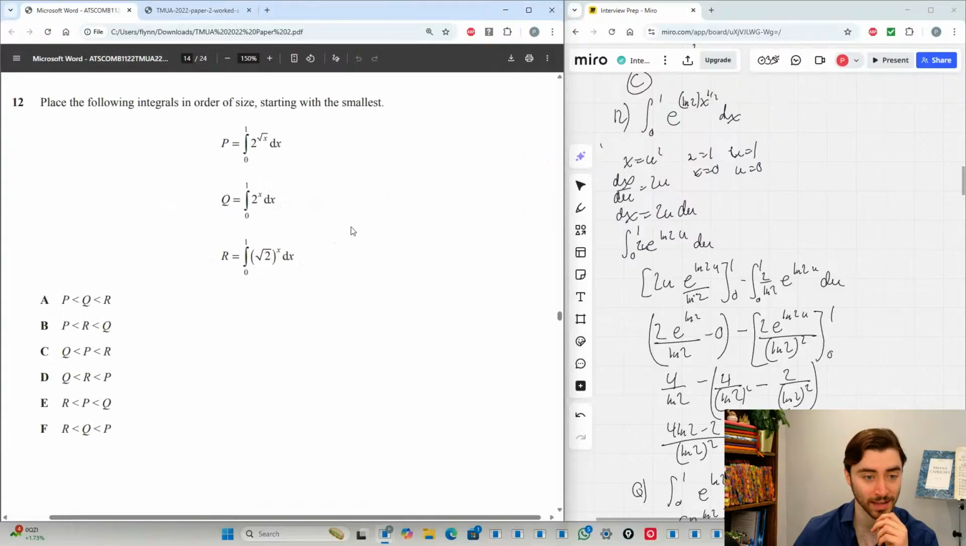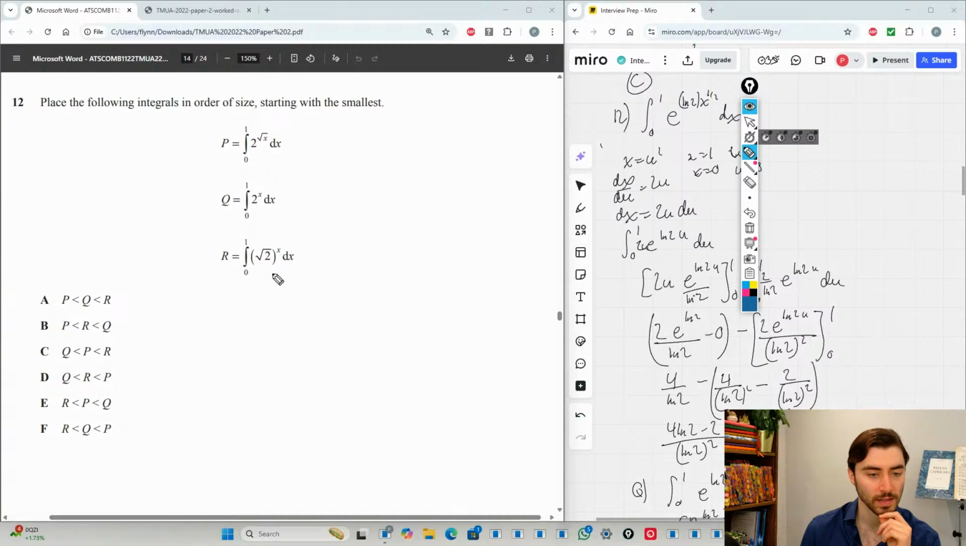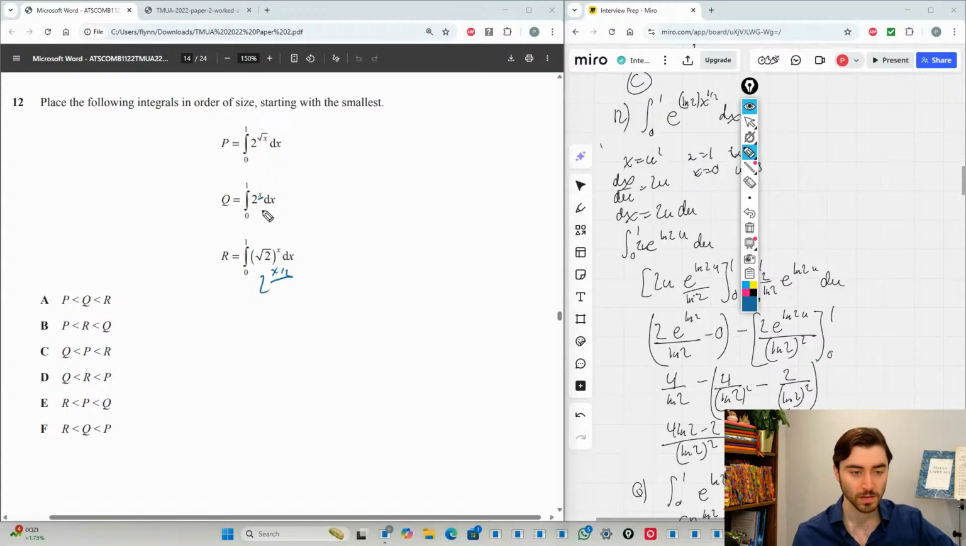So what they're saying is, here, getting my little pen tool out. They're saying, and this is a really interesting idea, that this is 2 to the x over 2, and in this interval between 0 and 1, x over 2 is always less than x. So these values will always be less than these values, so r has to be less than q. And what they are also saying is between 0 and 1.